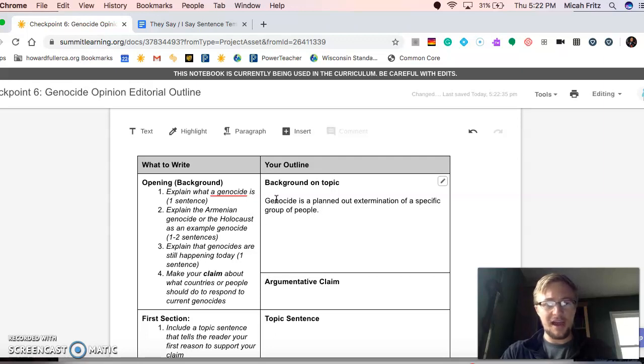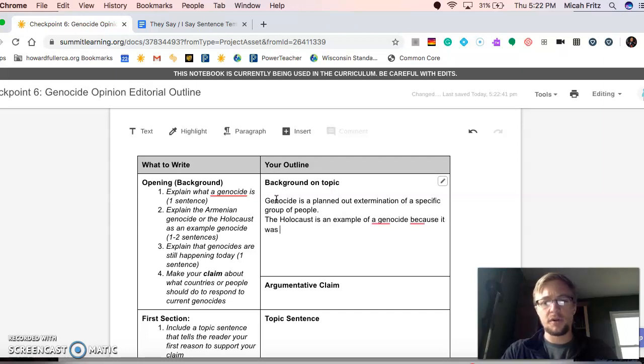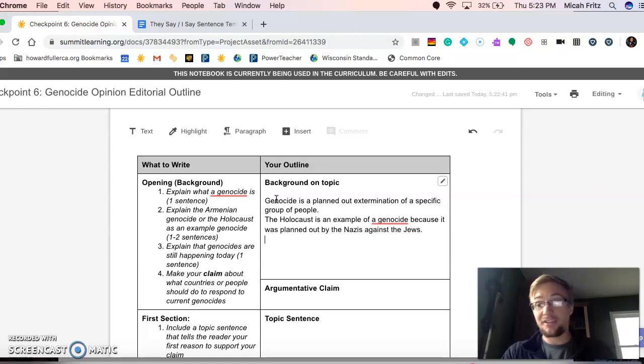Okay, I'm gonna go down. I'm gonna explain the Holocaust is an example of this. Of a genocide because it was planned out by the Nazis against the Jews. And I'm going to say things like genocides still happen today around the world.